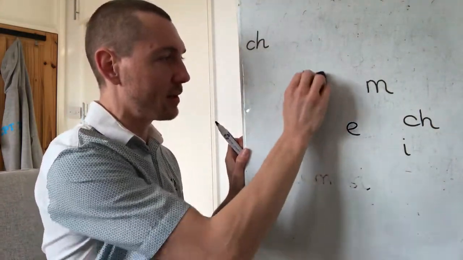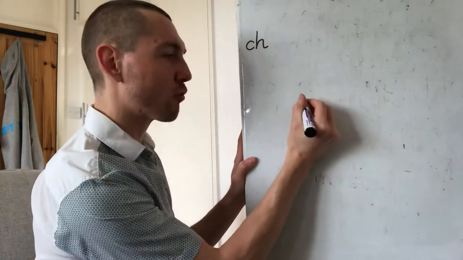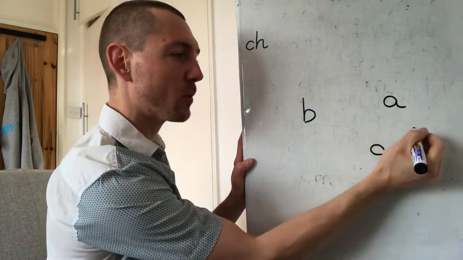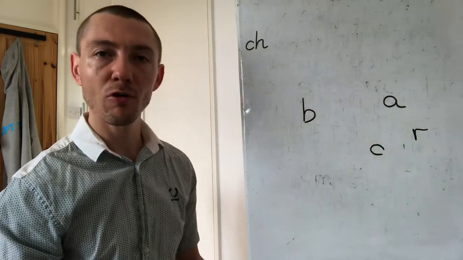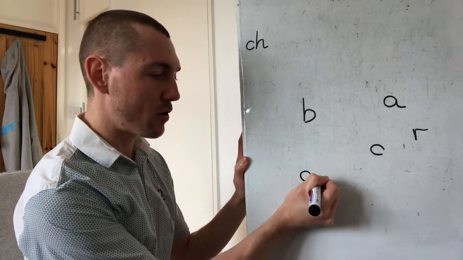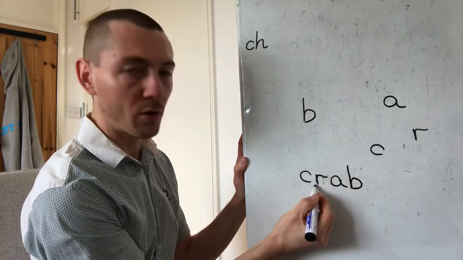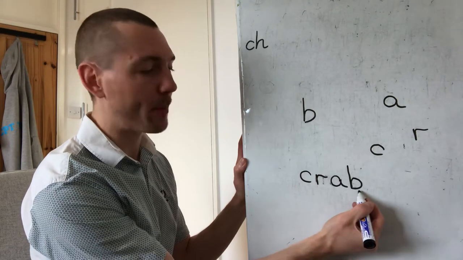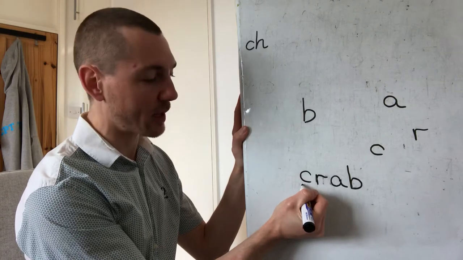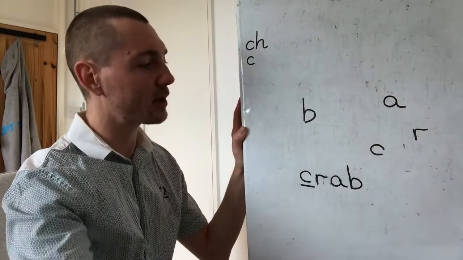Next word that I'd like you to build is crab. So these are the sounds that you will need to build the word crab. One syllable, crab, and we say k, r, a, b, crab, and the k spelling in that word is of course the c spelling of k, isn't it? So there's our second k spelling.